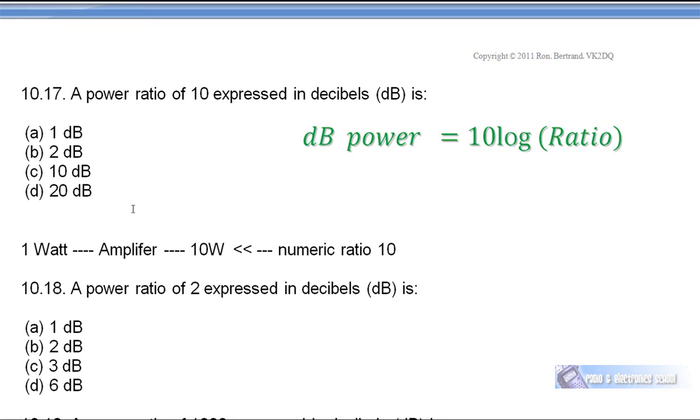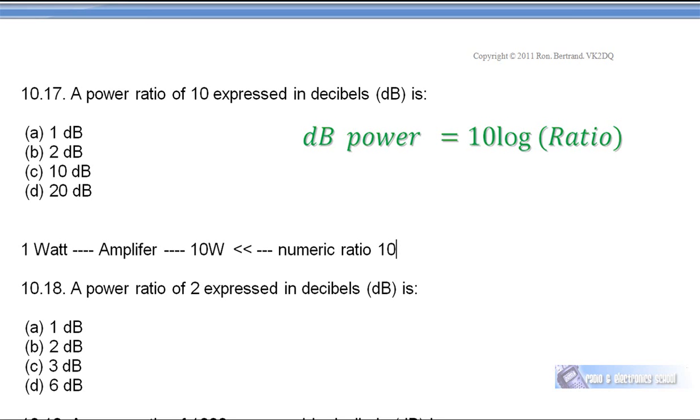So I've given you the equation. dB equals 10 times the log of the ratio. So we need to find the log of the ratio and then multiply it by 10. Let's do that. And the answer should be 10, because 10 dB as a power ratio has a numeric gain of 10.